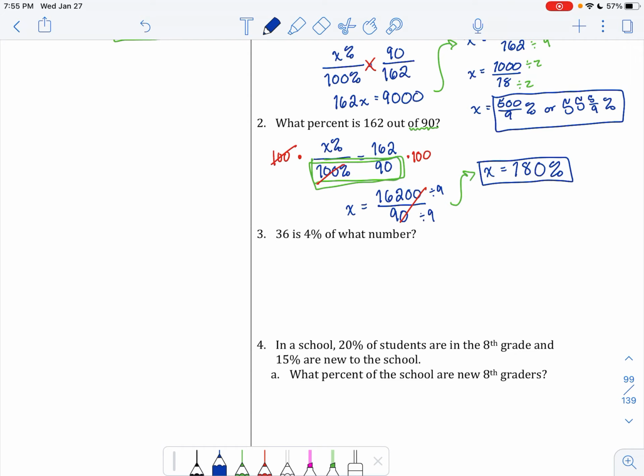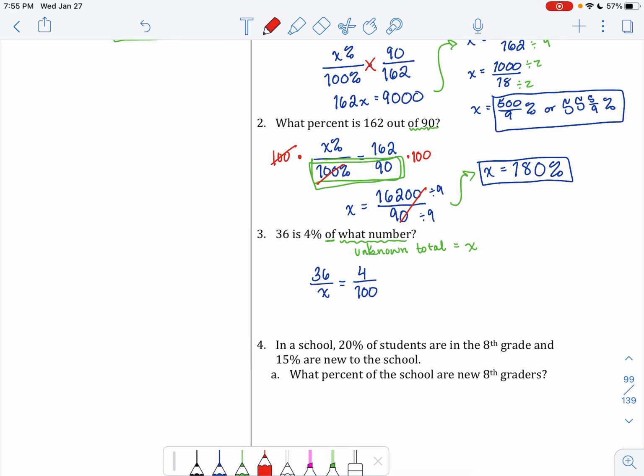Number 3, we can keep using this proportion. 36 is 4% of what number? So of what number? So we've got our of, which means that this is the total. Now notice that this means that the unknown is the total. So that means that your total is your variable. So in this case, 36 out of how much is 4% out of 100.